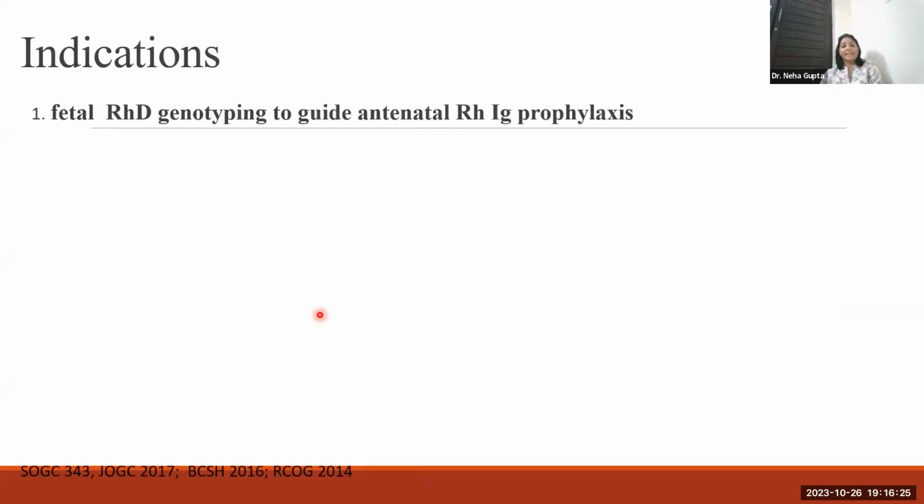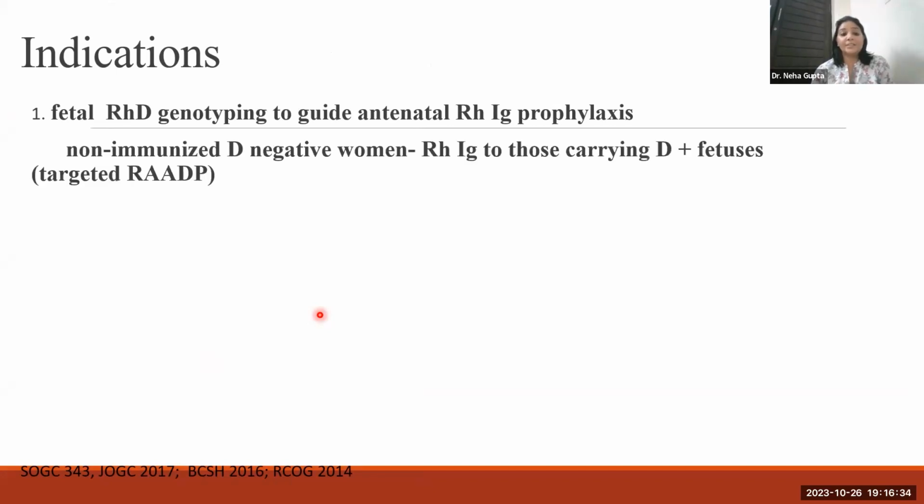So what are the indications? The indication that has been mentioned is to do RhD genotyping in every Rh negative patient to guide antenatal prophylaxis, so as to have a targeted approach.